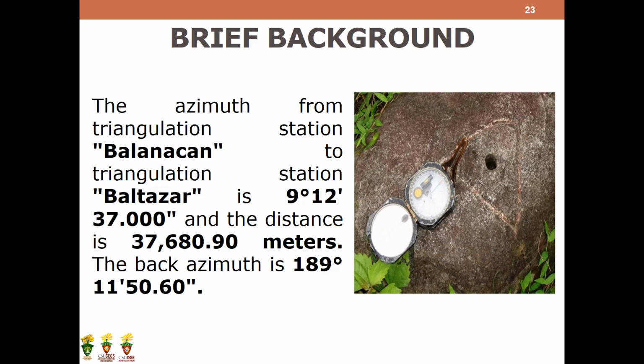The back azimuth is 189 degrees 11 minutes and 50.60 seconds. This is the face of Station Balanacan. It is actually a big rock, and they established a sign on it to be used as the origin for the surveys in the whole country.